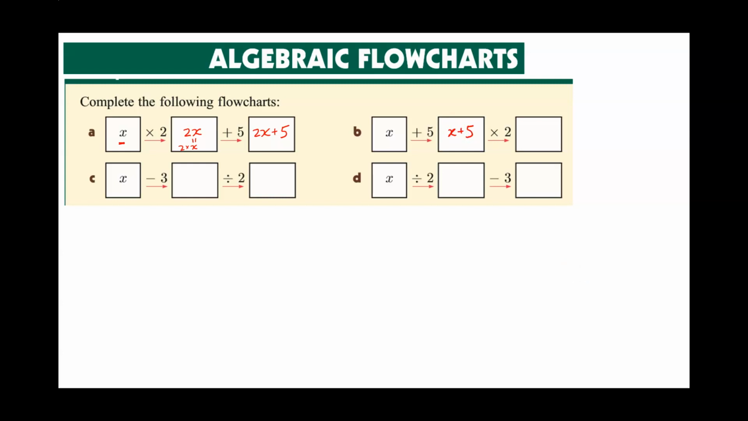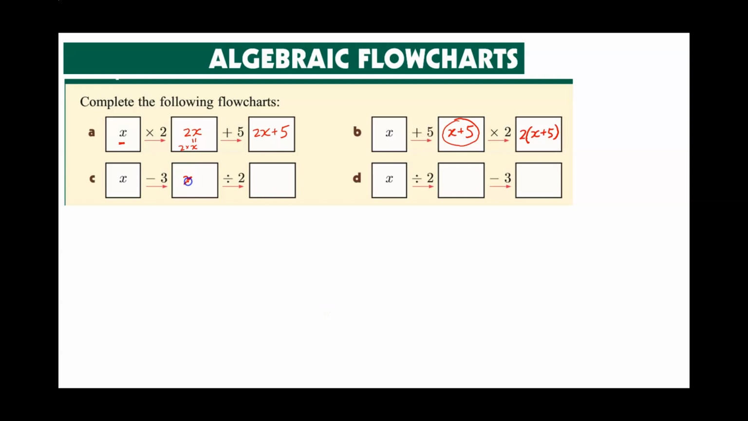Now here is the tricky part. If I want to times 2, I have to times this whole thing by 2, not really just x or just 5. So I really have to use a bracket here: 2 times (x plus 5). Okay. And the third one is the same.